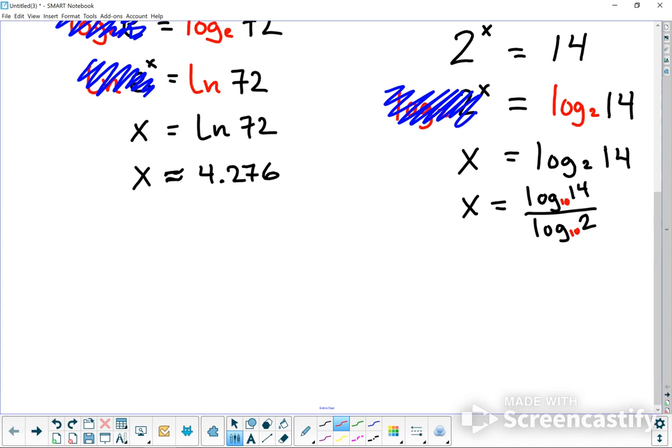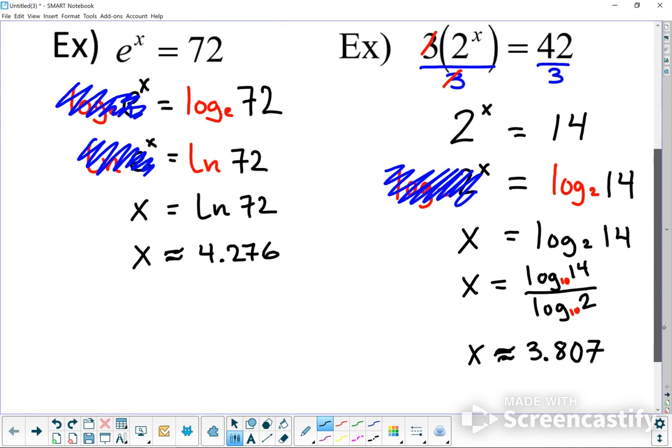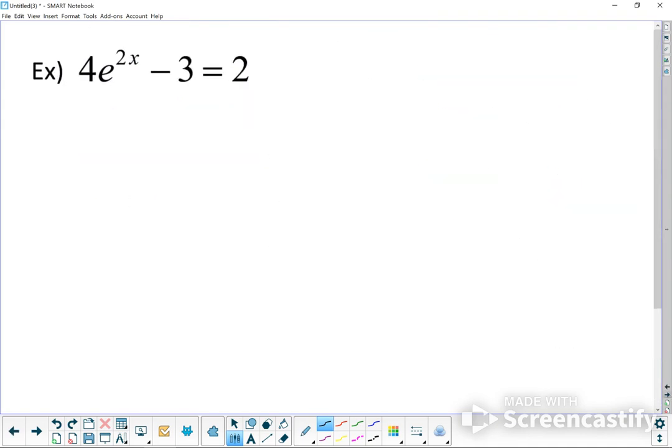On my calculator, you can check your work and see if it matches mine. You have log base 10 of 14 divided by log base 10 of 2. That comes out to approximately 3.807. All right, watch the steps again if you need it. Okay, we'll do one more.